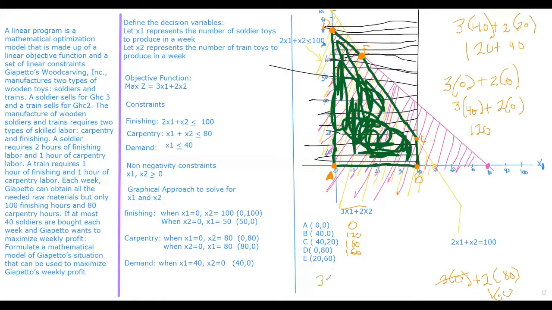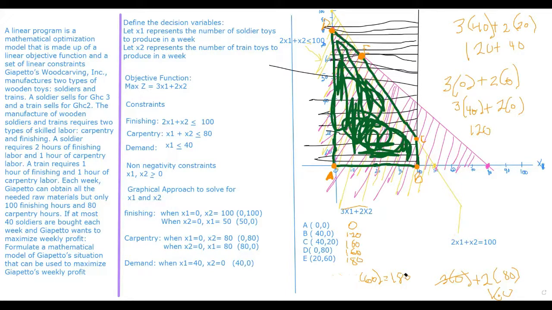So 3x1, what is the value for x1? It is 20, plus 2x2. What is the value of x2? It is 60. So by calculation, you get what? 180. So the E value becomes our what? 180. Now, your final answer depends on the question.